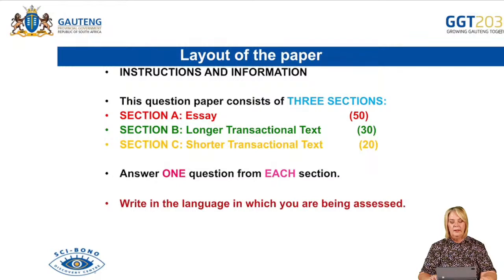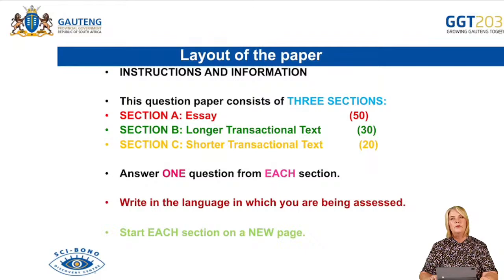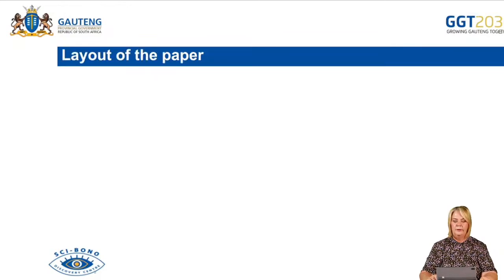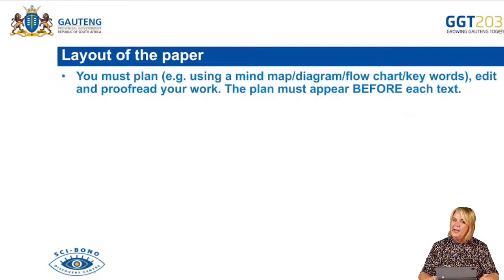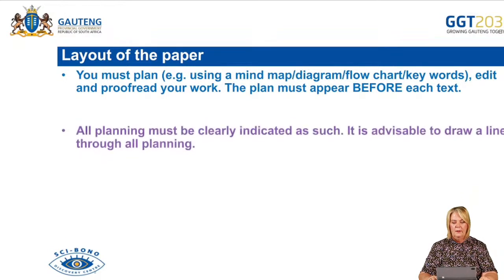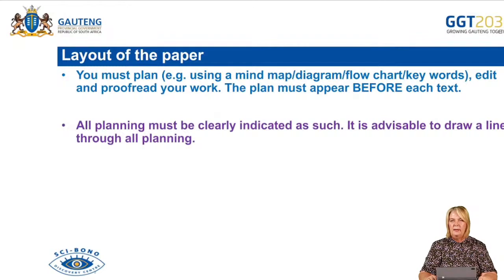You have to write in the language in which you are being assessed. And you have to start each section on a new page. You must plan using a mind map, diagram, flowchart, keywords, whatever works for you. You need to show proof of editing and proofreading, and the plan must appear before each text. All planning must be clearly indicated as such, and it is advisable to draw a line through all the planning.